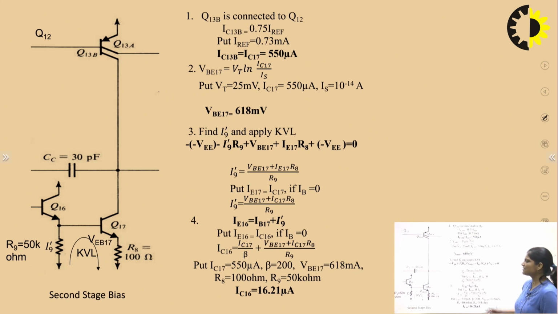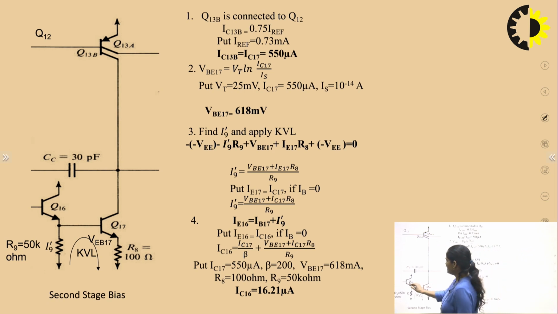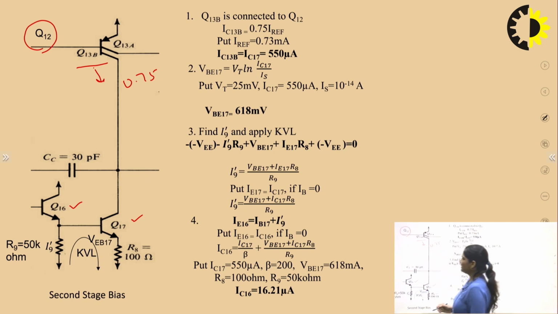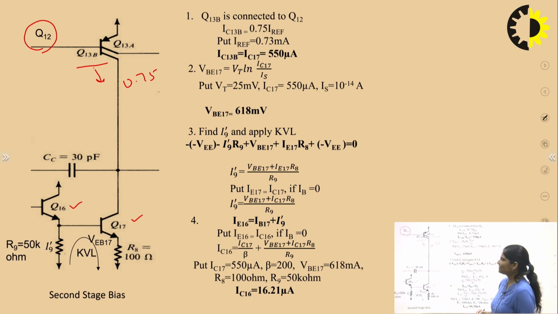Now this is the second stage. In the second stage you can see these two transistors, Q16 and Q17. Biasing current is provided in the second stage from Q13B, and Q13B is the proportion 0.75, and this transistor is connected to Q12. The current flowing across this Q12 transistor is I reference, 0.73 milliampere. Now IC13B is equal to 0.75 I reference.